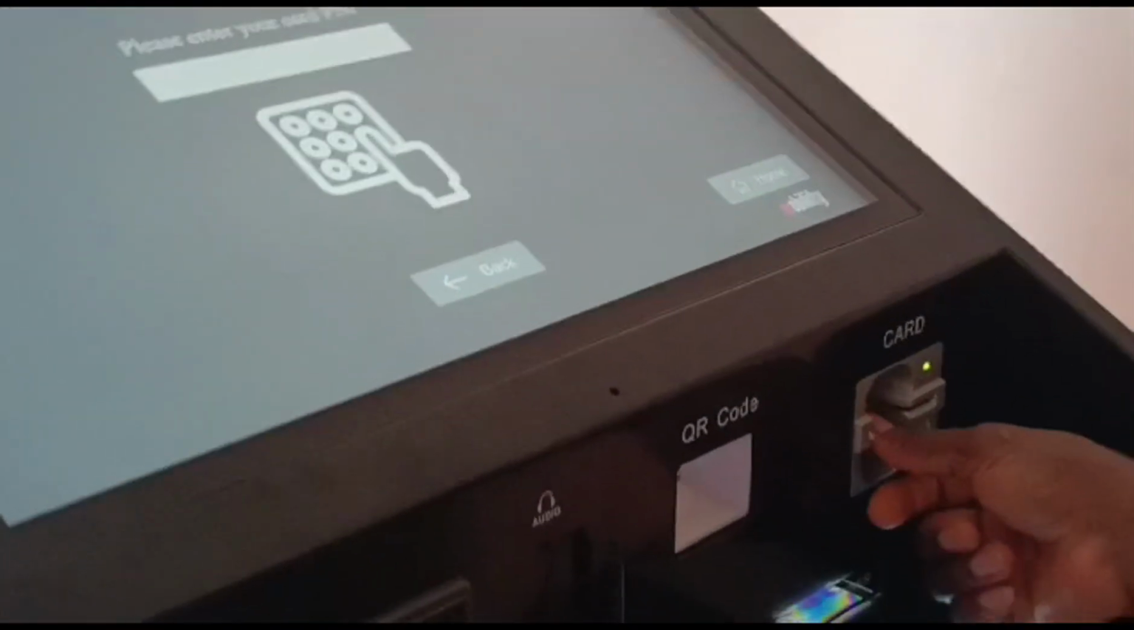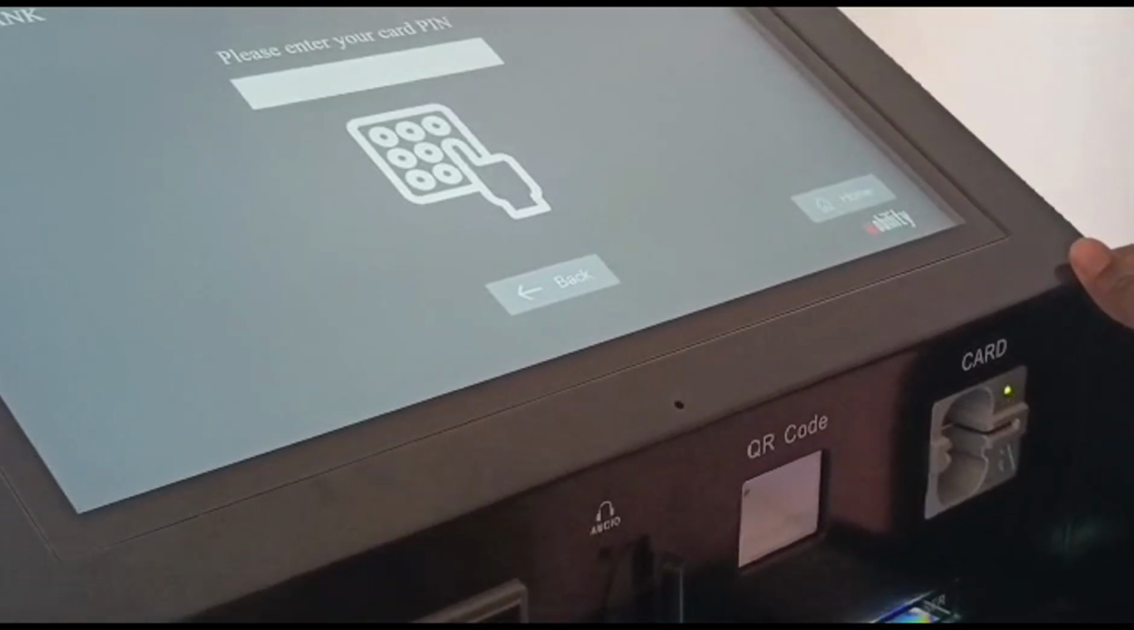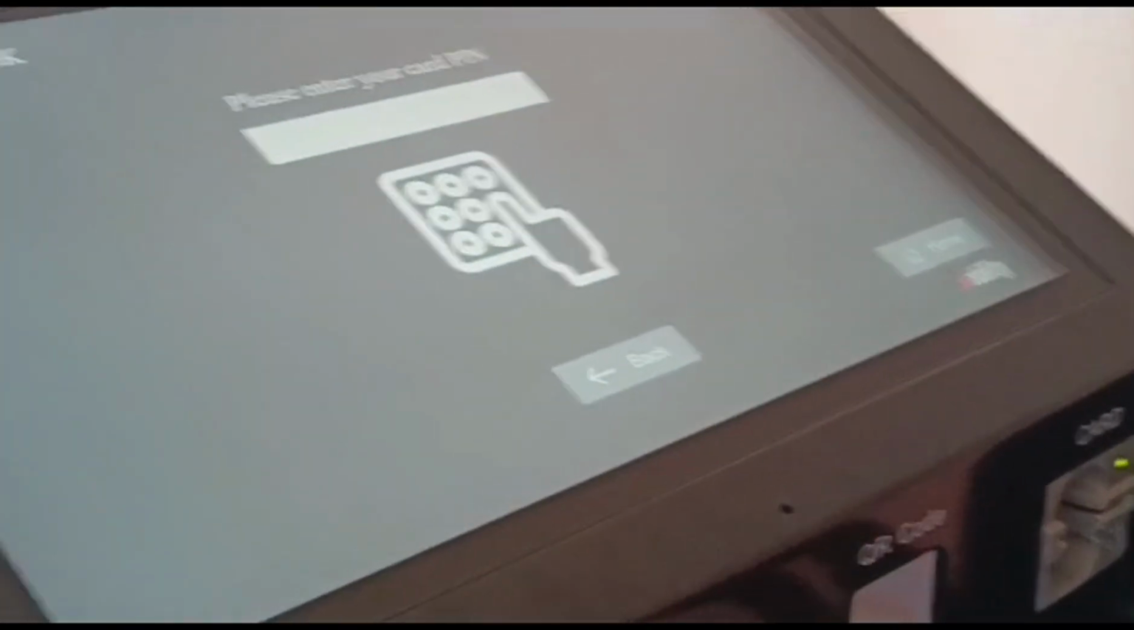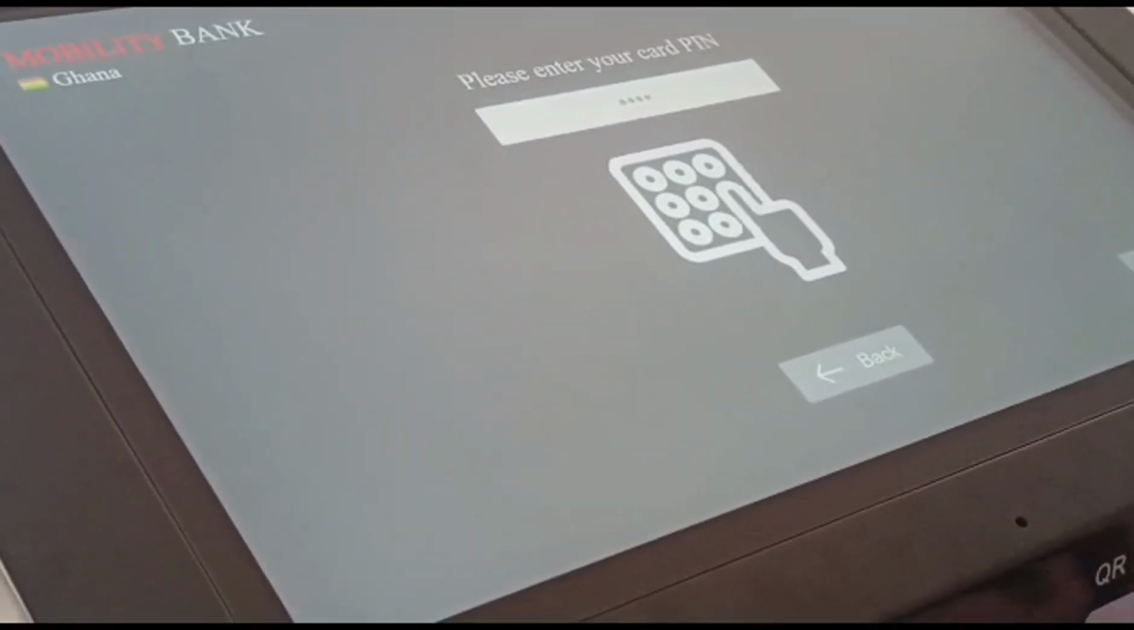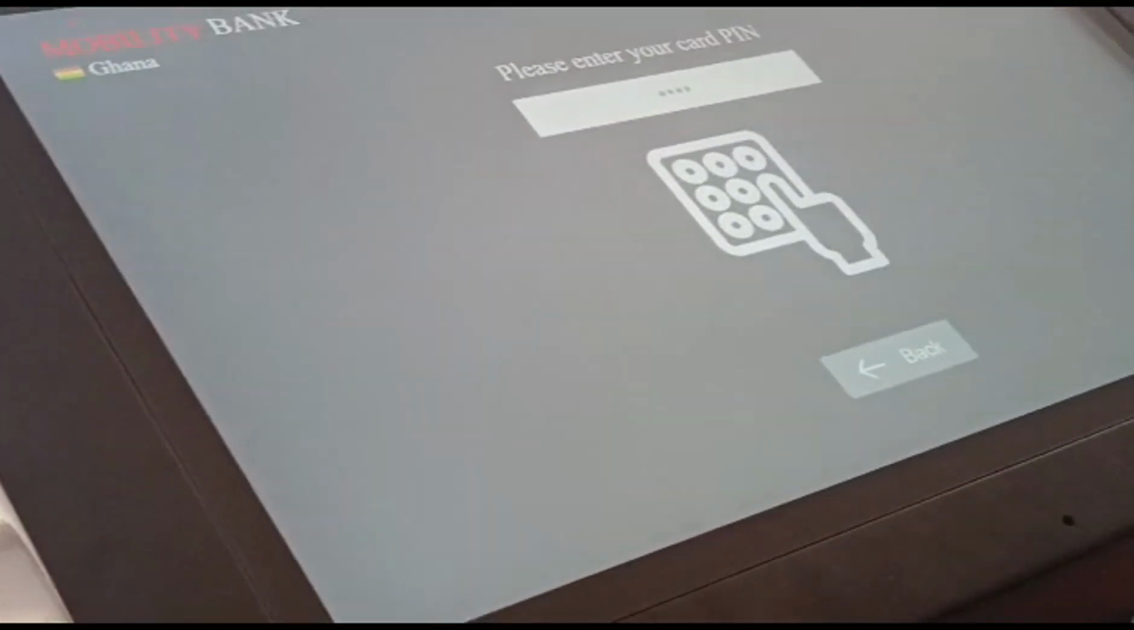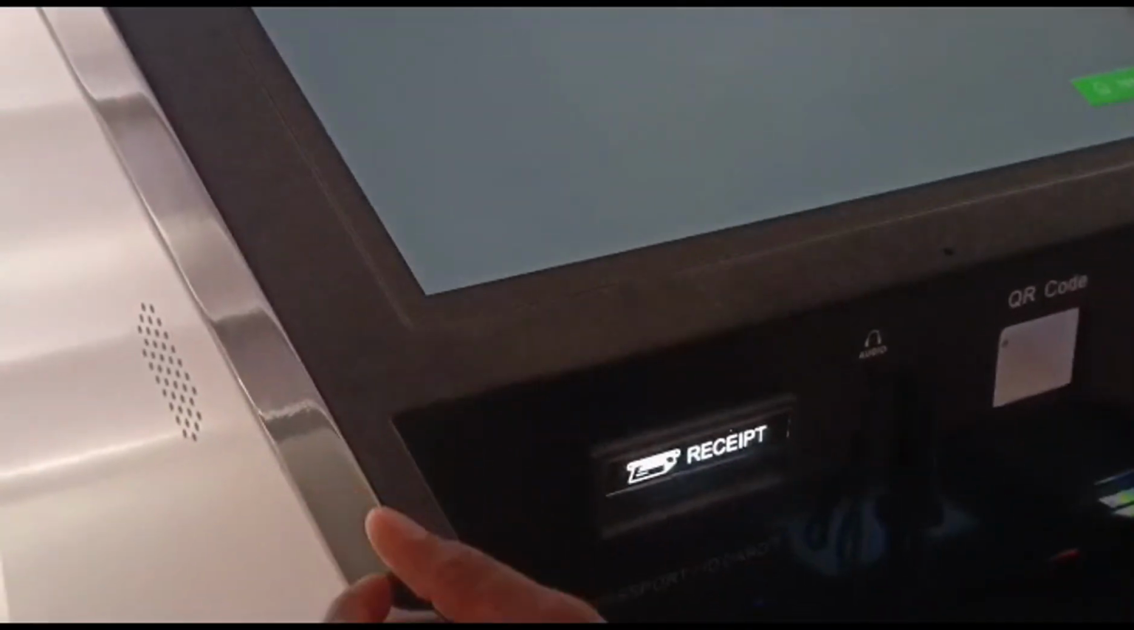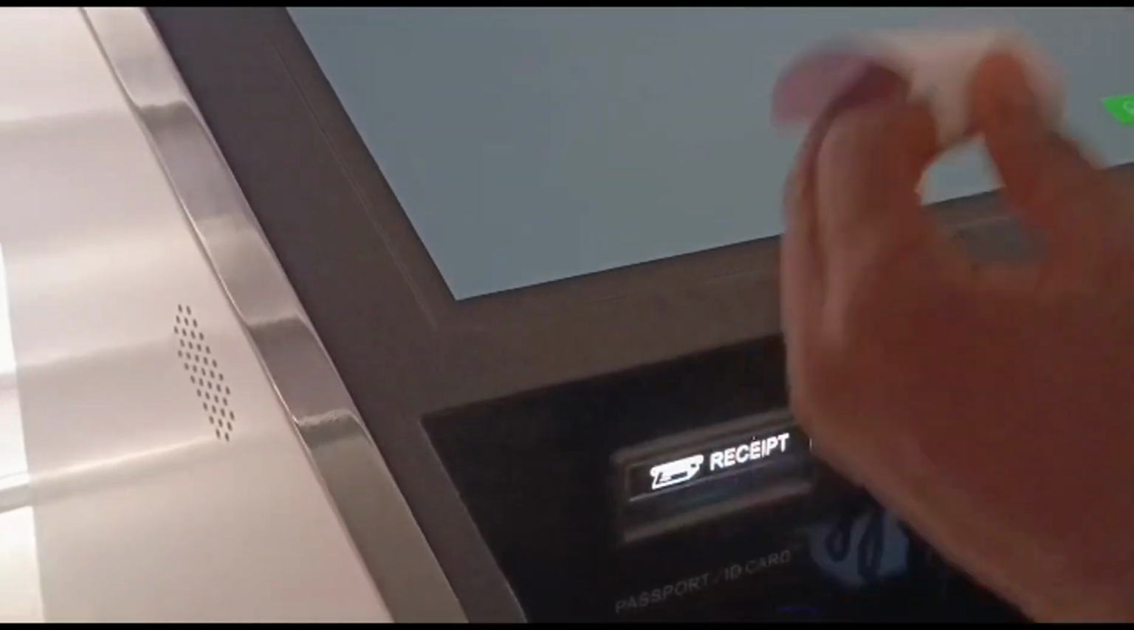I input my card. My card is already inputted from the previous demonstration. I put in my PIN. I click on enter, and then my bill is paid with my receipt, and that's it.